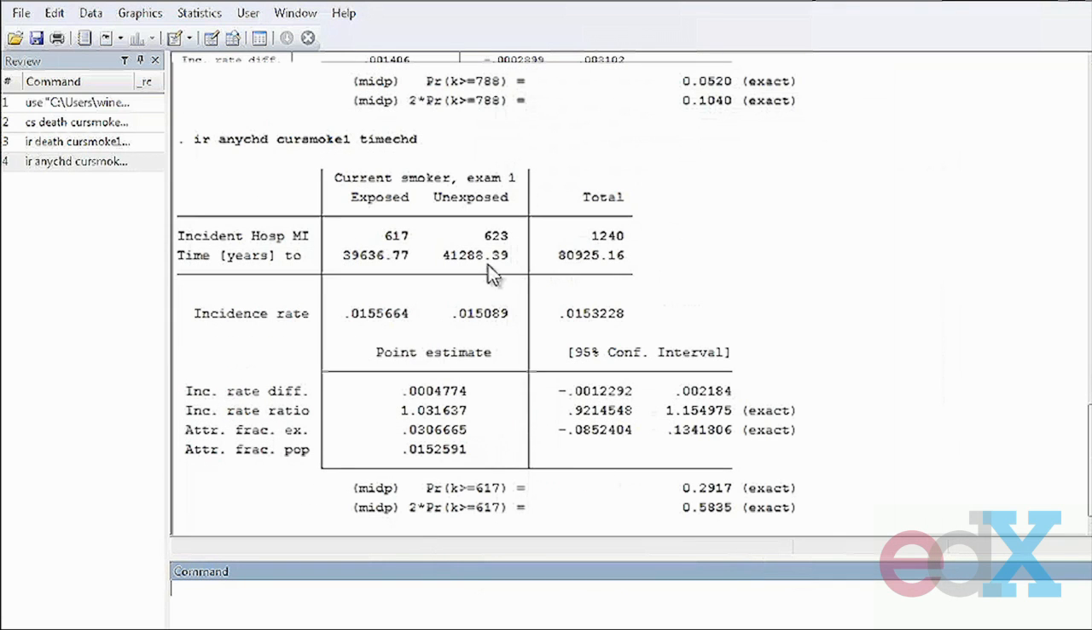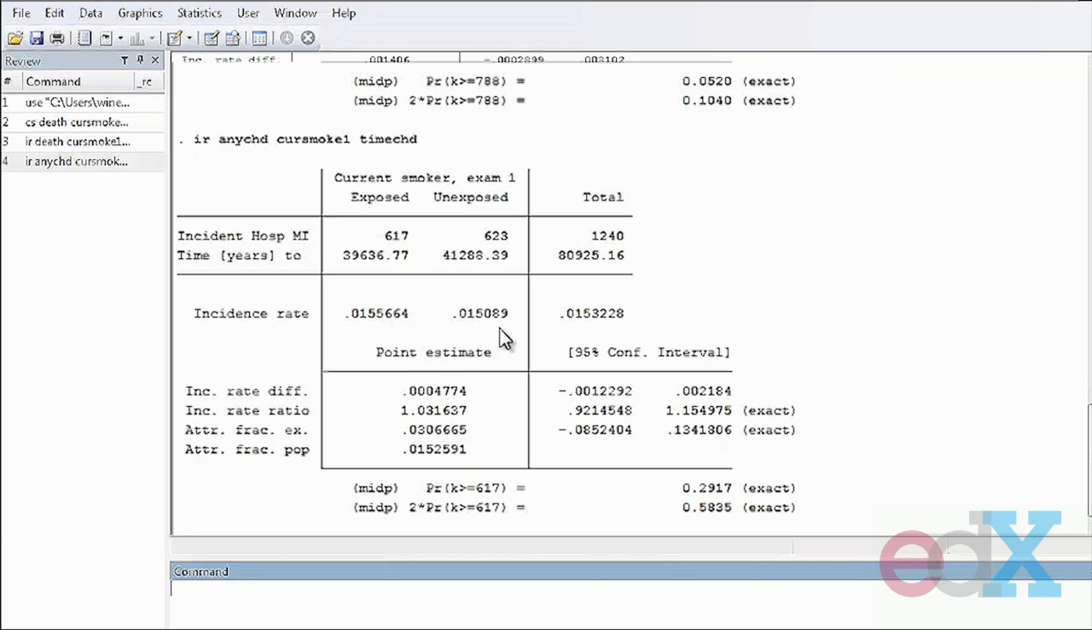And we see here that among the smokers, there were 617 cases of any coronary heart disease among 39,636 person years, resulting in an incidence rate of 0.01556664. Among the non-smokers, there were 623 cases of any coronary heart disease among 41,288 person-years, resulting in an incidence rate of 0.015089, or 0.015 cases per person-year.